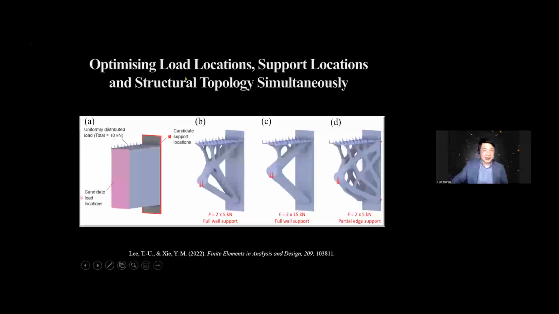And this is another case where we can optimize the topology, support location, and load location simultaneously. Here there's a fixed uniform distributed load. These loads cannot be changed, but we have 2 point loads on the front surface. The locations of these 2 loads can be determined as design variables. The topology can also be designed, and also the support locations. In this case, you can have 4 support points, and the locations can be determined by our algorithm. So this is what we get.